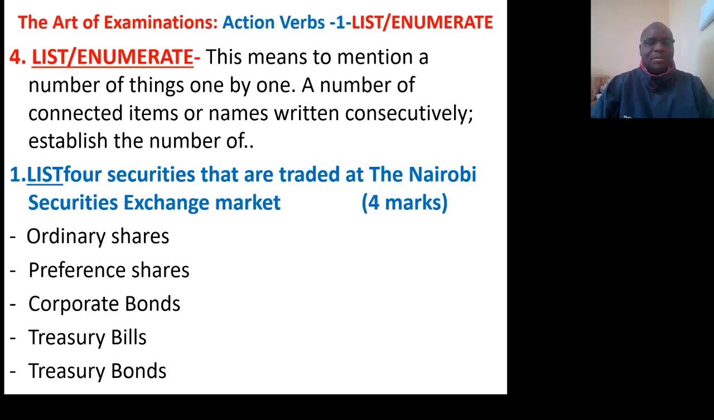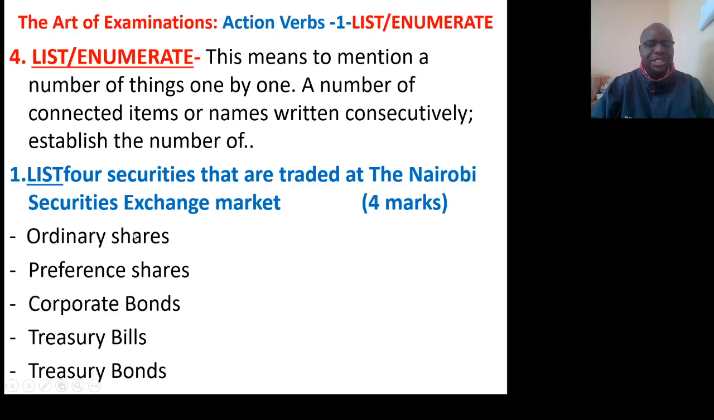Action verb number 4, list or enumerate. This means to mention a number of things one by one, or a number of interconnected items or names written consecutively to establish the number of. Question number 1. List 4 securities that are traded at the Nairobi Securities Exchange Market.